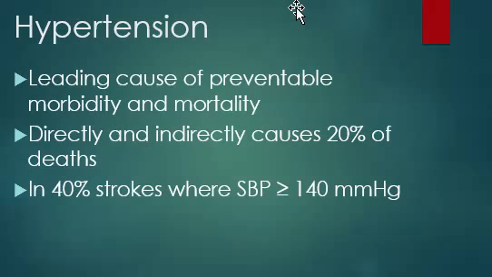In 40% of those that have a stroke, their systolic blood pressure is equal to or more than 140 millimeters of mercury. So it's obviously accountable for many of the strokes, or at least present in many of the strokes that occur.